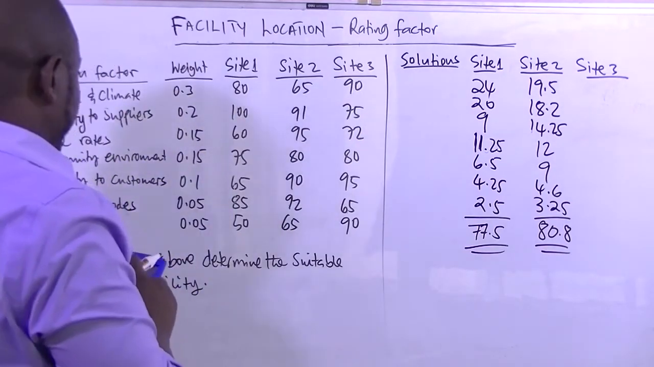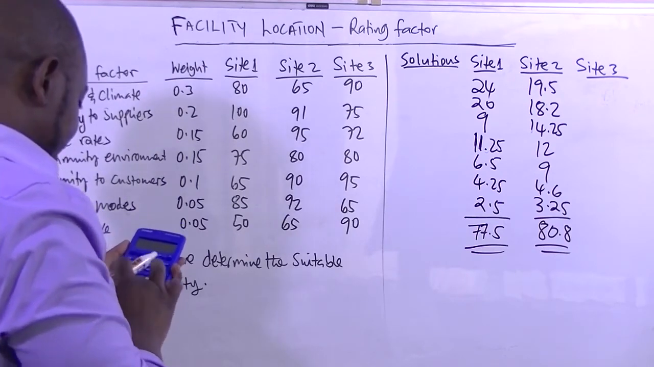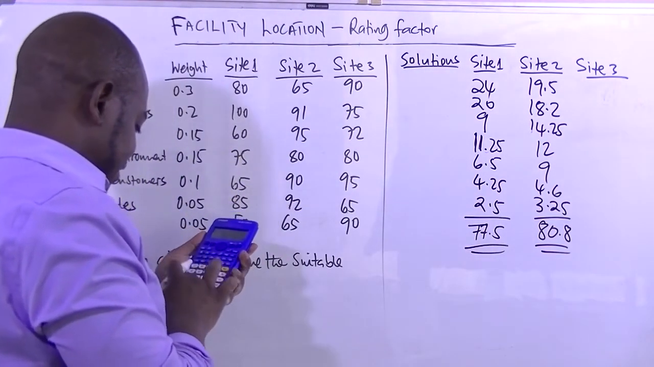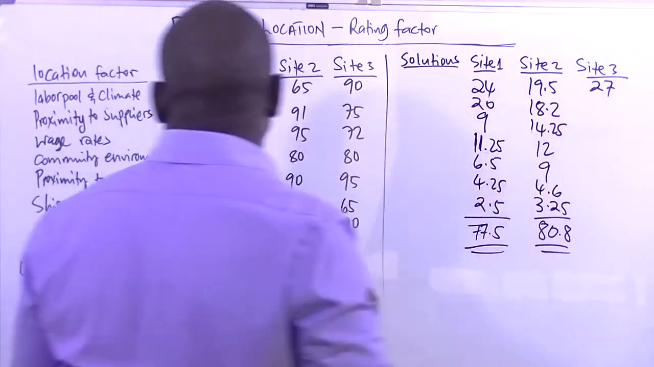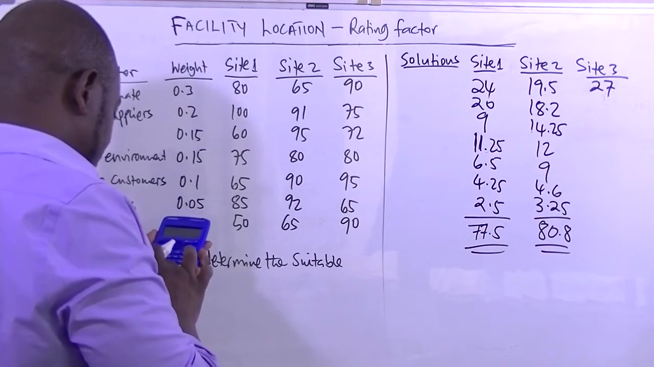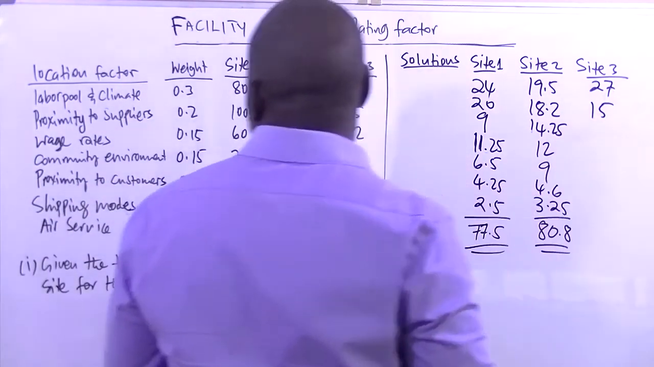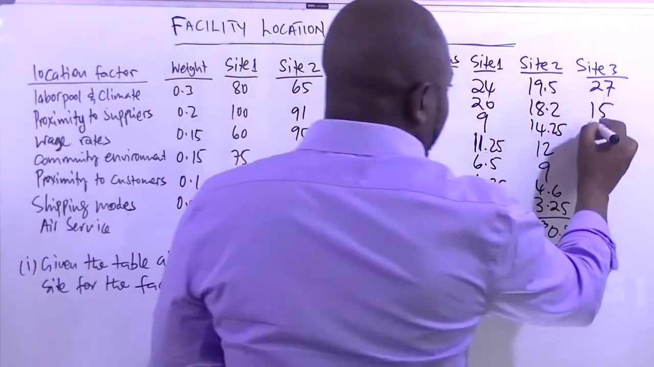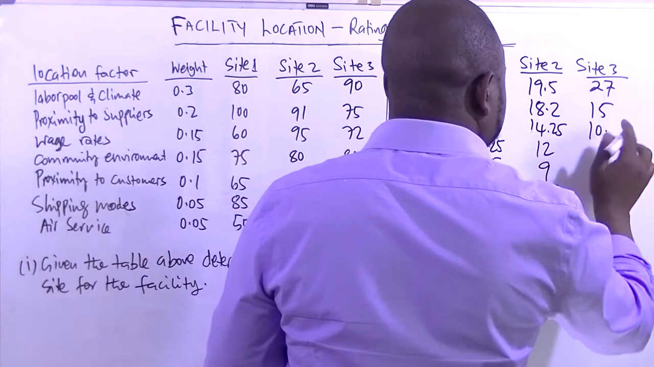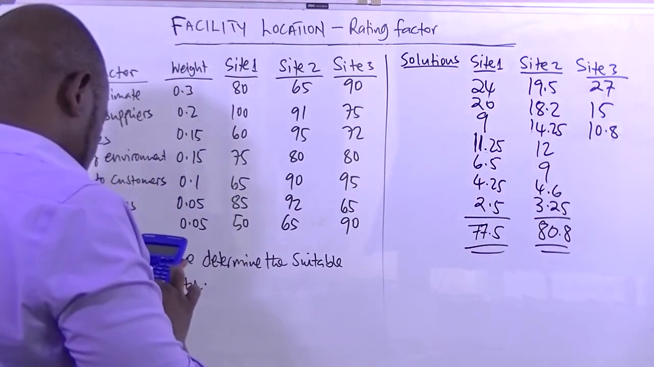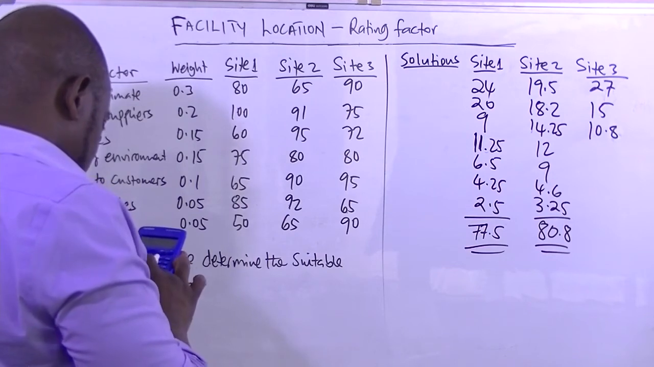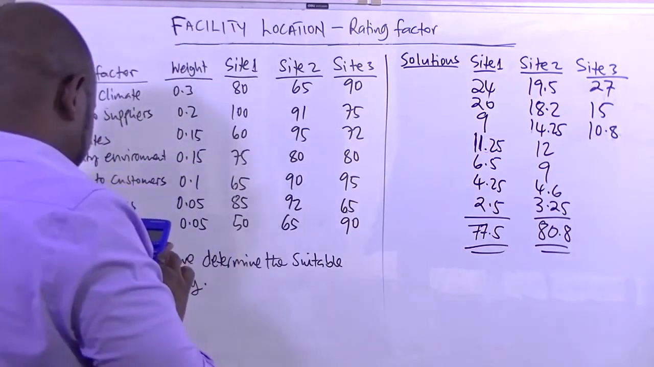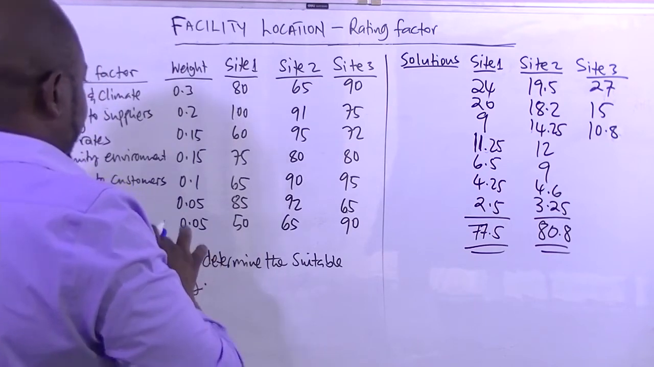Again, I do the same for site 3. 0.3 multiplied by 90 gives me 27. It just has to be 27. 0.3 multiplied by 90 has to give me 27, yes. 0.2 multiplied by 75 has to give me 15. 0.15 multiplied by 72, that gives me 10.8. I'm on 72, yes. Yeah, 10.8.